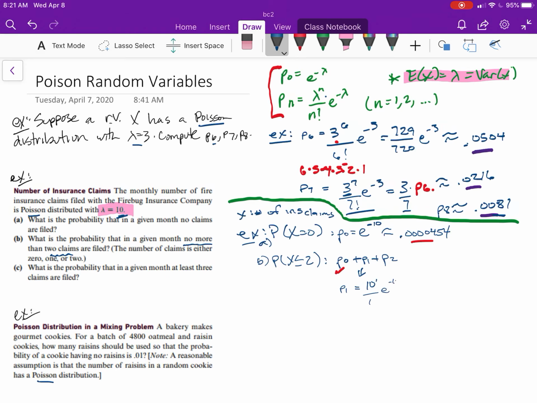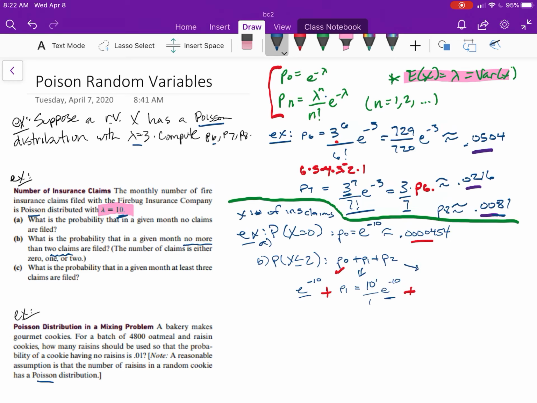Times e to the negative lambda, which is 10. So again, could use the calculator. I'm going to show really quick how we could somewhat simplify. In the end, we're going to need a calculator anyways, but P naught was e to the negative 10, right? Notice this also has an e to the negative 10. So we'll end up factoring out e to the negative 10, and it's not too bad, but then e to the negative 10, we need a calculator.